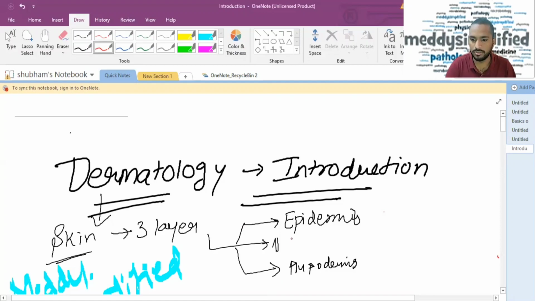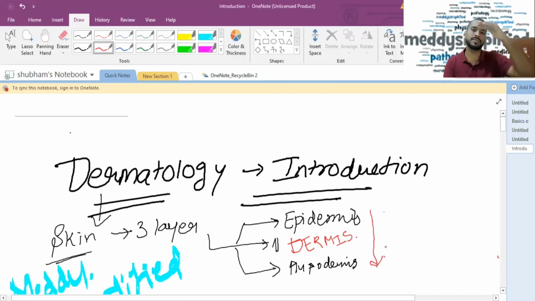Okay. So the middle layer is called the dermis. The layer above it is the epidermis and below it is the hypodermis. So if we go from above to downwards, or outside to inside, the layers of skin are epidermis, dermis, and hypodermis. So now let's talk about this epidermis in detail.